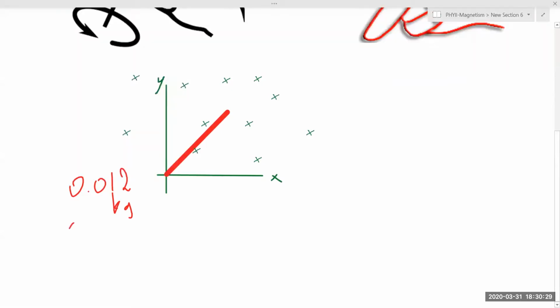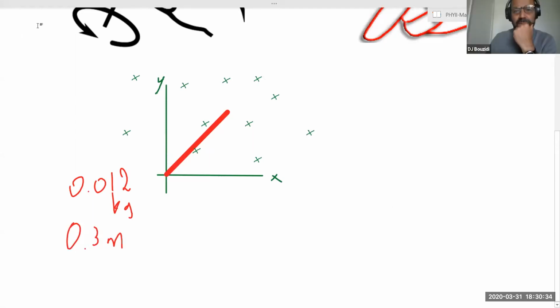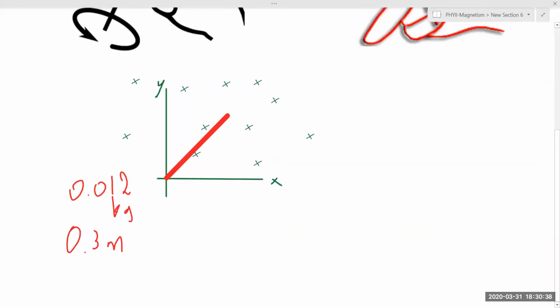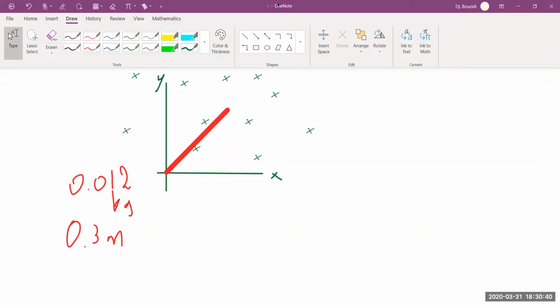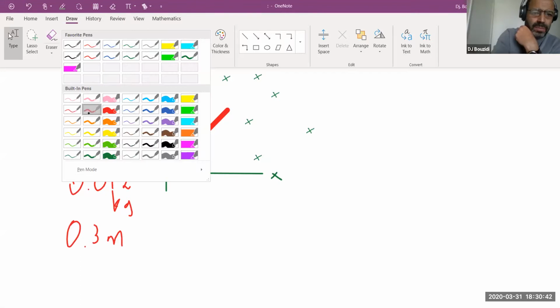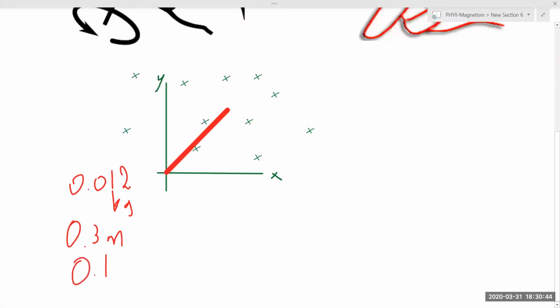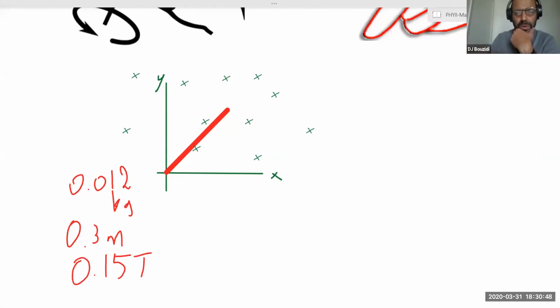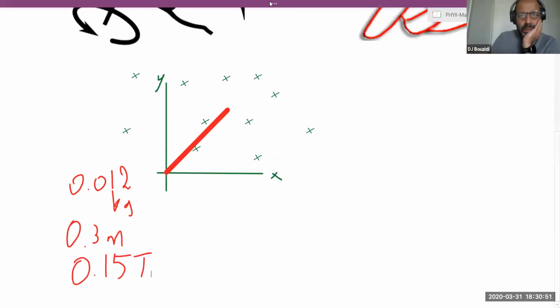And B zero is, did they give us a value of B? Yeah, 0.15. That's the magnetic field, right? How much? 0.15 Teslas. Okay, so that's the value of B, and it's going inward. So that's what they gave us.